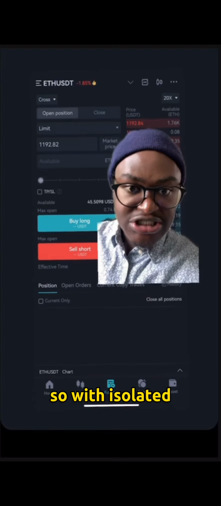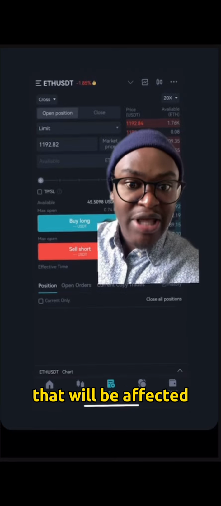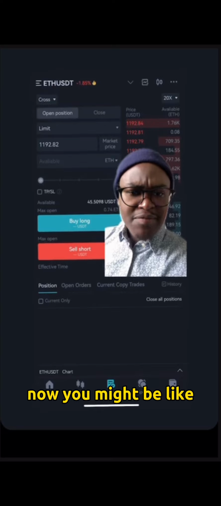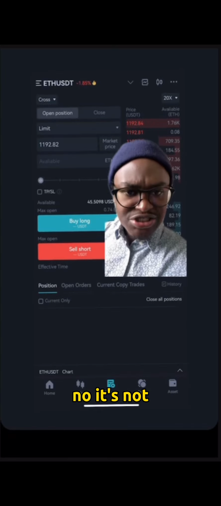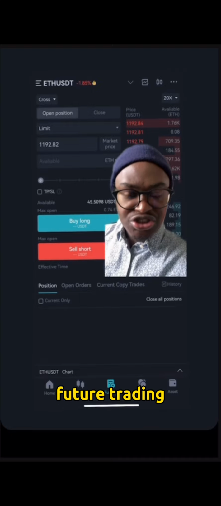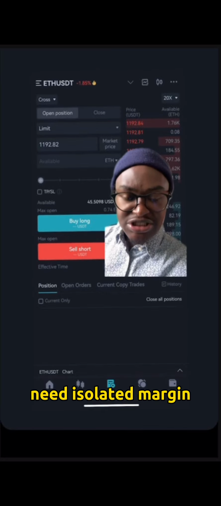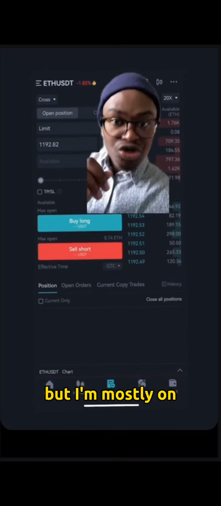So with isolated, you enter with say $10. That $10 is all that will be affected if you lose or if you win. Now you might be like, the isolated margin is better. No, it's not. And I will talk more about this in my dedicated futures trading video. In short, some trades need isolated margin and some need cross margin. But I'm mostly on cross margin.